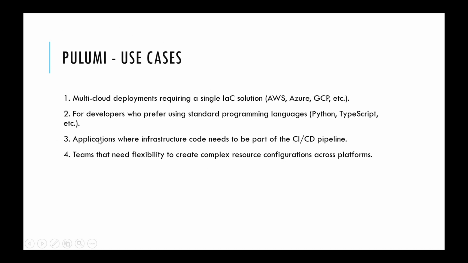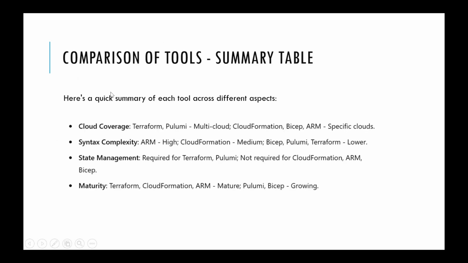Okay, now let's see the summary of each tool. If you compare all the tools with different specs, you can see the differences here. In case of cloud coverage, Terraform and Pulumi are multi-cloud. CloudFormation, Bicep, and ARM are for specific clouds. You can say CloudFormation is for AWS, Bicep and ARM are for Azure. Terraform and Pulumi, these two are for multi-cloud.